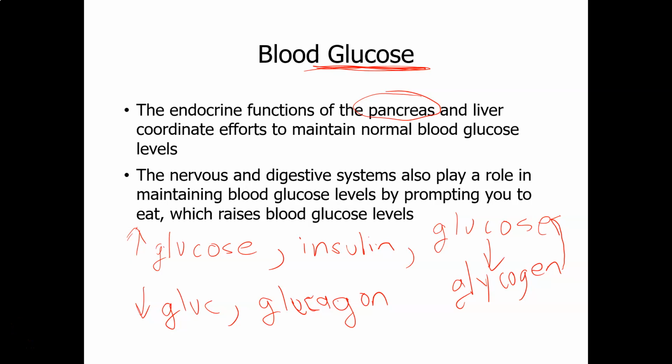This is part 2 of the Unit 9 lectures on overview of body systems.